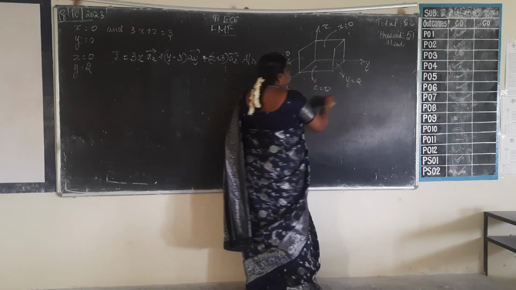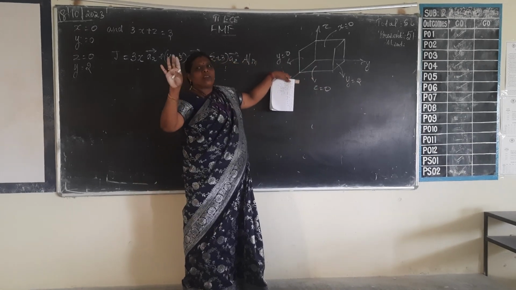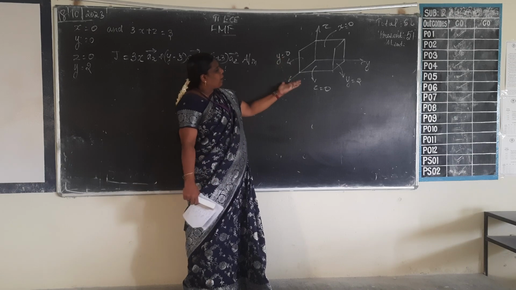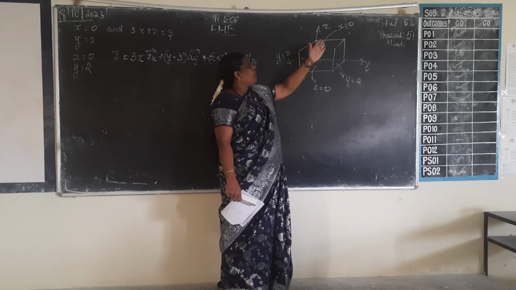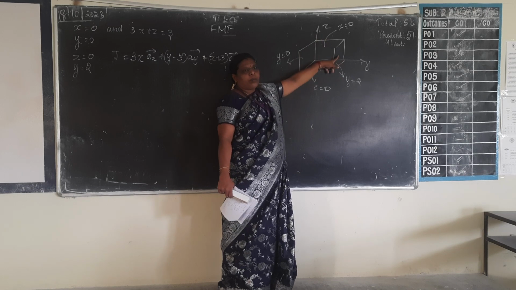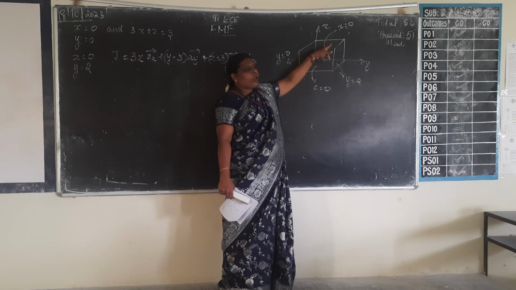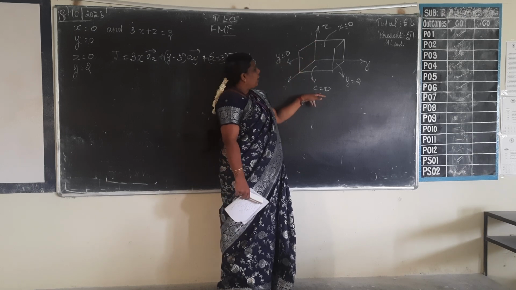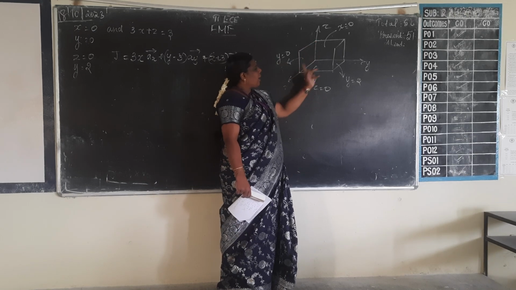I have drawn the first 4 planes. Listen once again. X is equal to 0 plane. Which side will it be? It will be in the yz plane, correct? X is equal to 0 means yz plane. Y is equal to 0 means xz plane. Z is equal to 0 means xy plane.